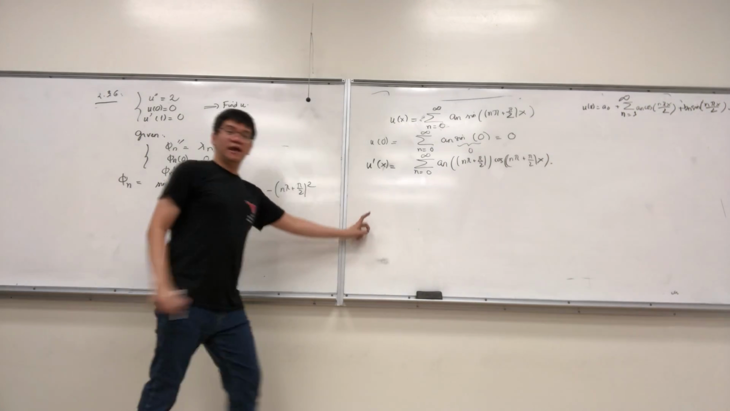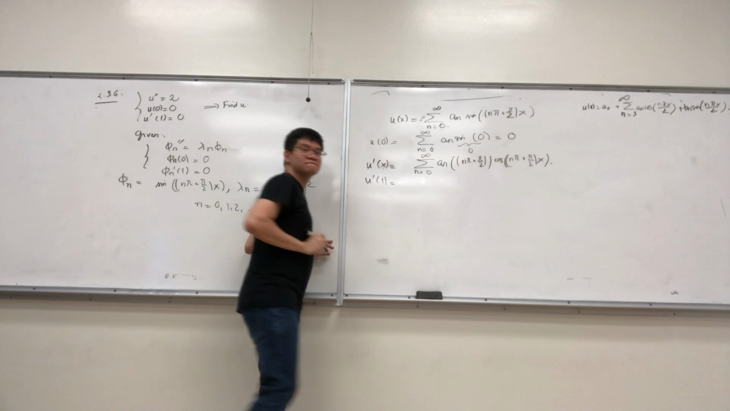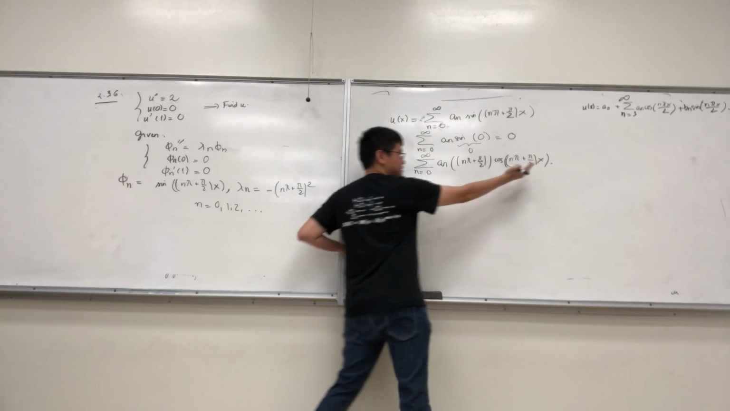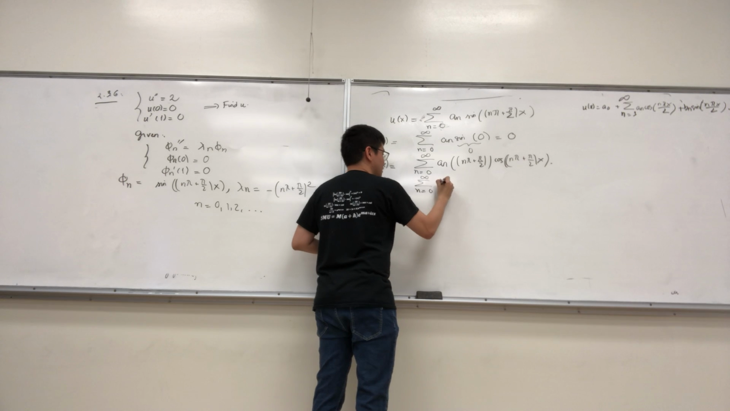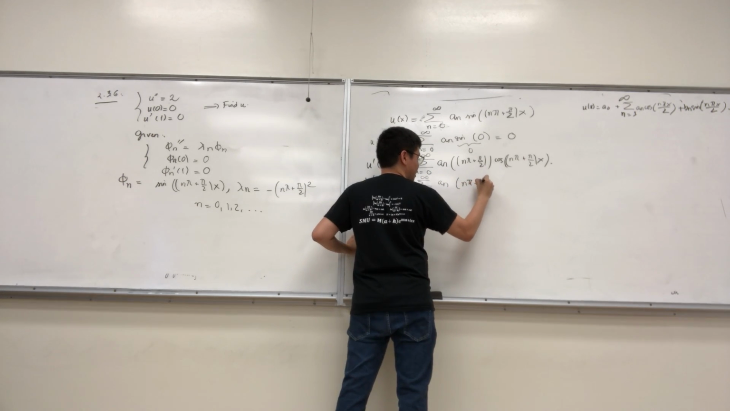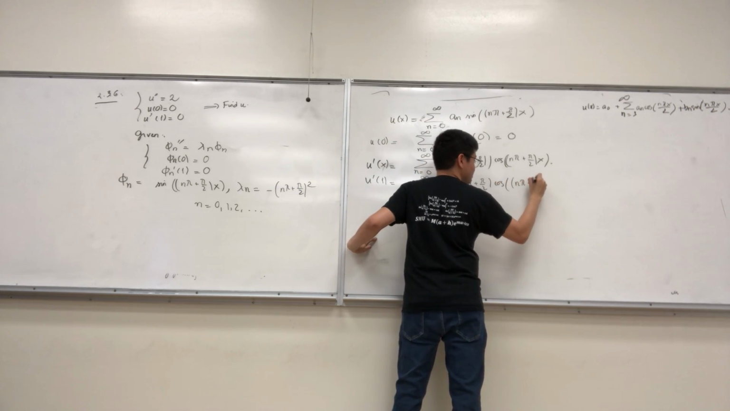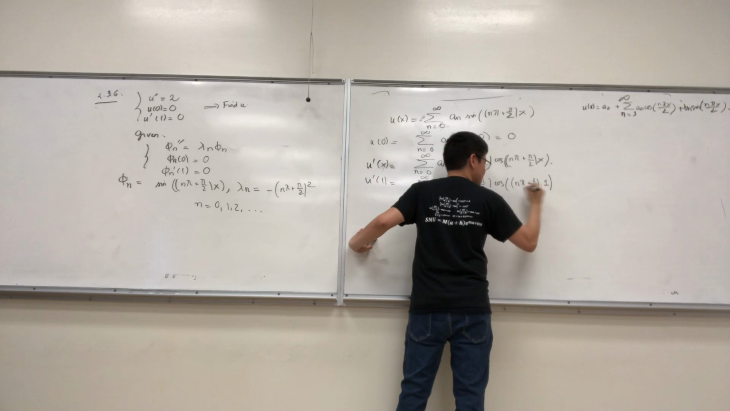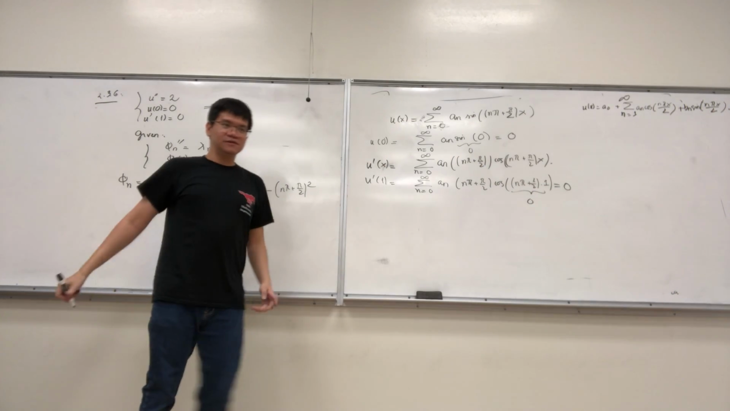Alright? And the u prime at 1, what is the value of u prime at 1? 0, right? Because this is 0. So this is the sum when n is going from 0 to infinity of a_n times (n pi plus pi over 2) cosine of (n pi plus pi over 2) times 1. So this is 0, so everything will be 0. Right? So you see the point?